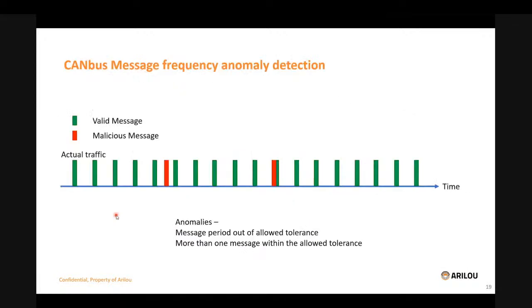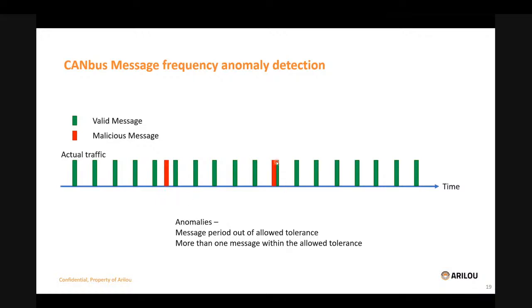A few examples. This is a very simple flow of messages, which should appear at a predetermined interval. In this case, we have a message which is totally out of the interval. Let's say the interval is 20 milliseconds, and this one appears after 14 milliseconds. So we definitely know that this message should not be here. Actually, it can be discarded.